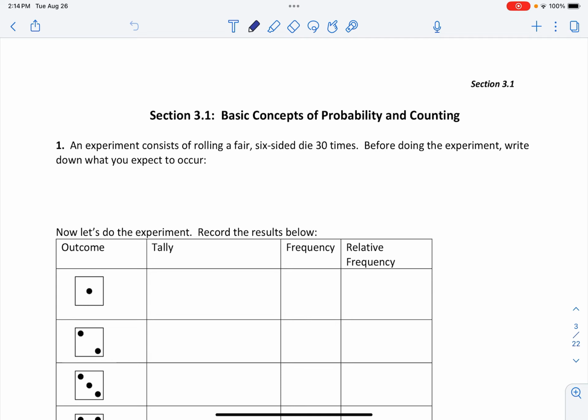Suppose we have a fair six-sided die and we're going to roll it 30 times. So we'll do that here in a moment virtually. What do you think would happen? Before doing the experiment, you could write down what you would expect to occur. If you want to pause and think about it, you can.